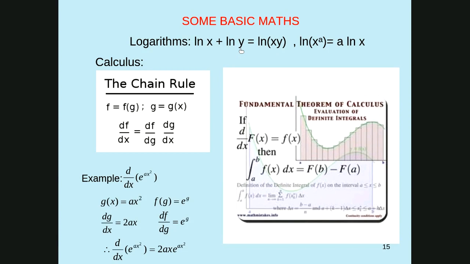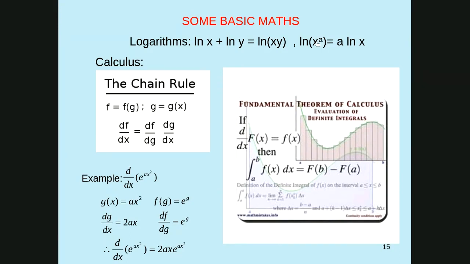Right? Now, as a corollary really of this property, we have this rule that the ln of x raised to an index a is equal to a times ln x. So what you do is you take the index and you put it in front of the log, right? You can see that, for example, with a equals 2 when you have a square.